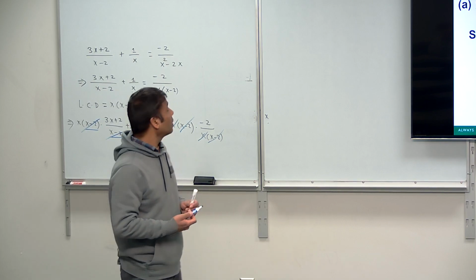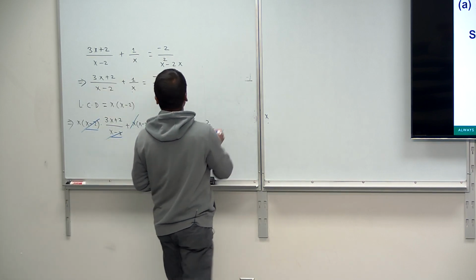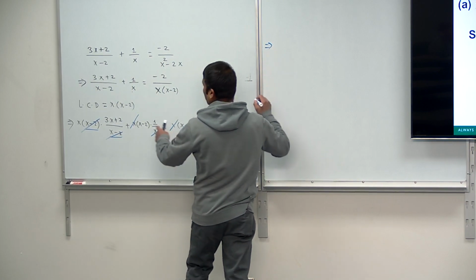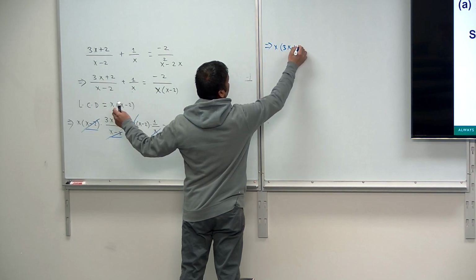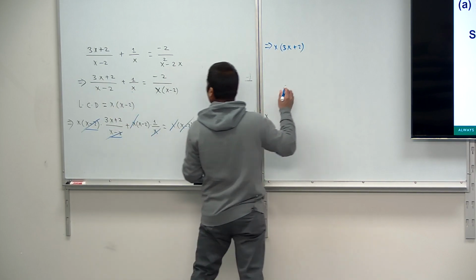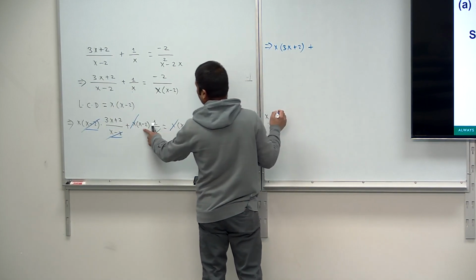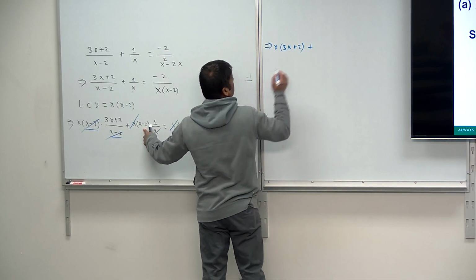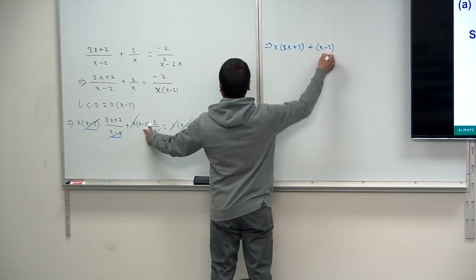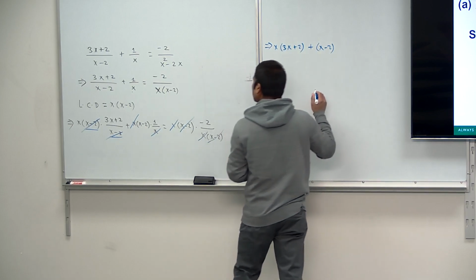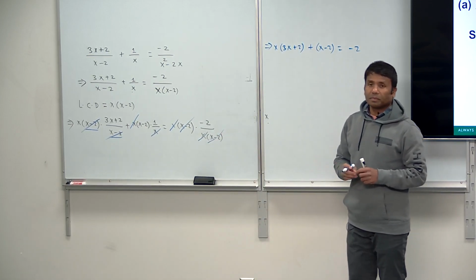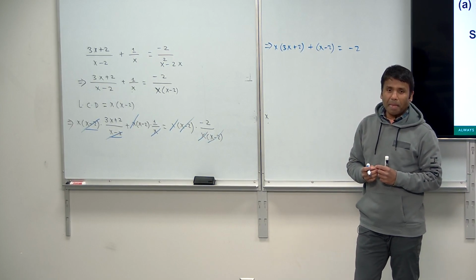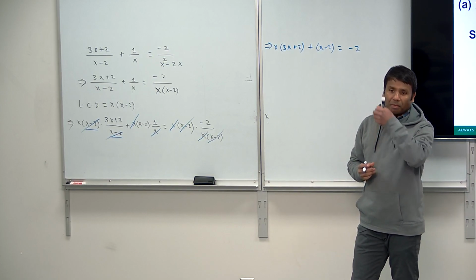Okay? So now, what will be here, guys? You have an x here, x times 3x plus 2, plus, and you see the x minus 2 here, x minus 2, and then equals, what is that? Negative 2. You got it? That makes sense?